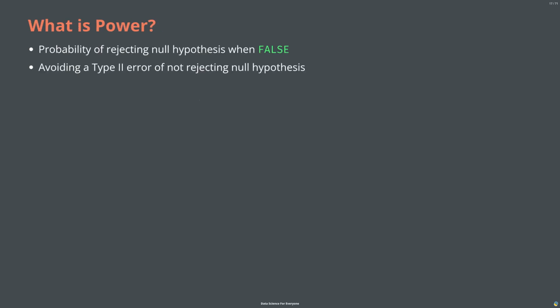Power is a key concept in hypothesis testing. It refers to the probability of correctly rejecting the null hypothesis when it is actually false, that is, avoiding a type 2 error. For instance, suppose we believe that there is a difference in how long it takes to solve word puzzles versus logic puzzles. Power tells us how likely we are to detect that difference if it truly exists. High power means our test is more likely to reveal a real effect.